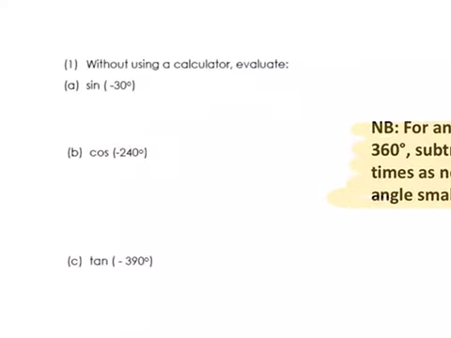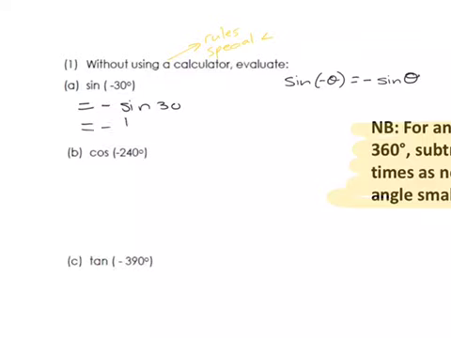So let's see, it says without a calculator, which means use your rules and use special angles. Okay, sine of negative 30. Now we've just learned that sine of a negative angle, we pretend we're in cos's quadrant, so it would be negative sine of that angle. So that's going to become negative sine 30 degrees. And then sine of 30 degrees is a special angle of a half. So that's going to be negative a half. Right, so that whole thing gets replaced.